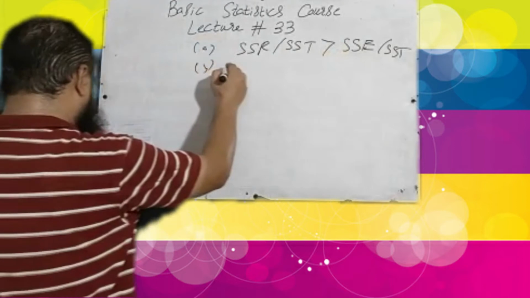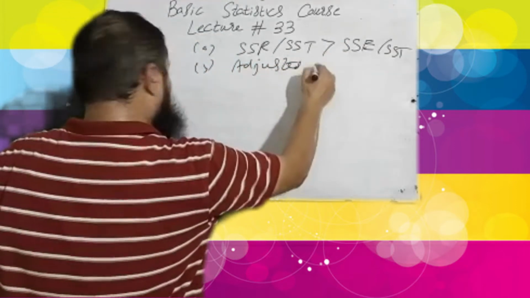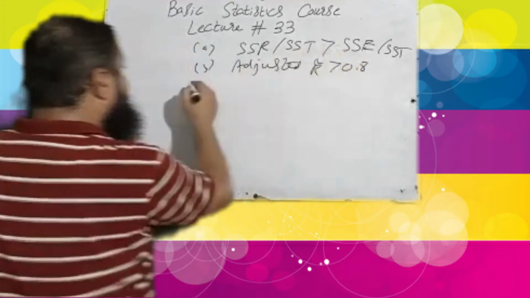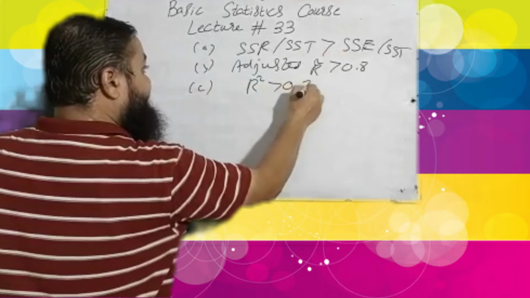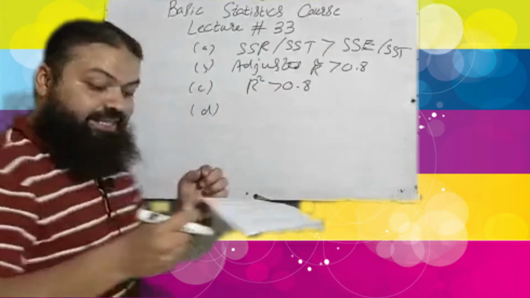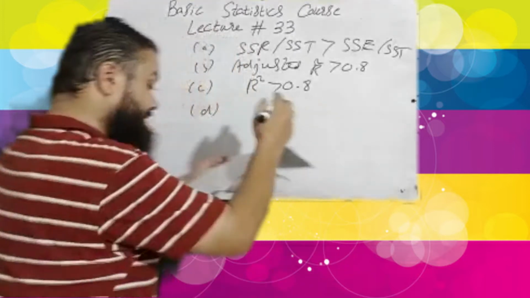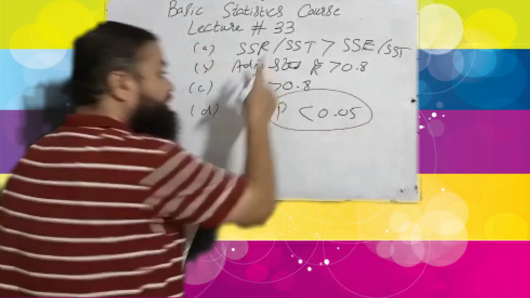B is adjusted R square greater than 0.8. Incorrect. C is R square greater than 0.8. D option is the p value associated with the F test is less than 0.05. That is the correct option in the exam.